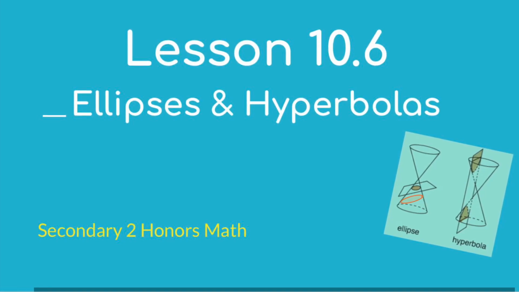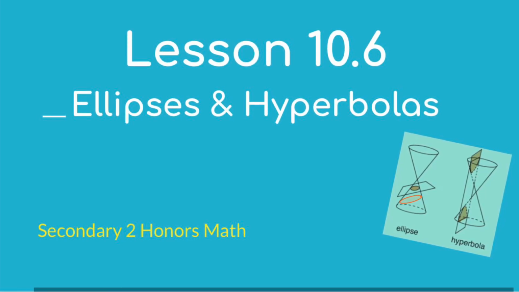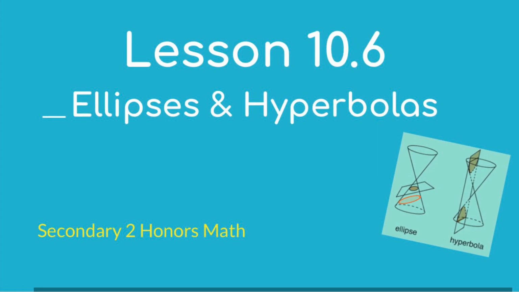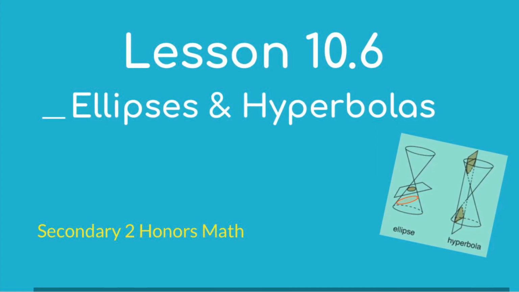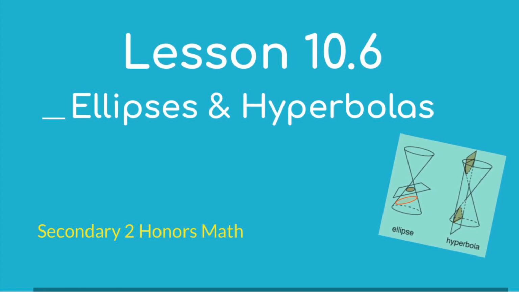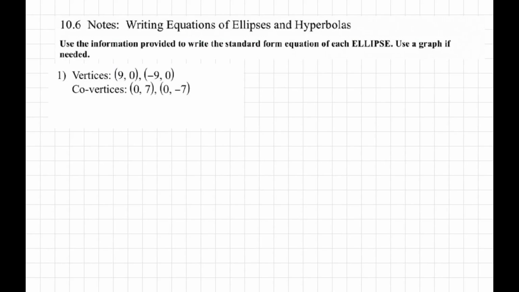In this lesson, we are going to learn how to write the equations for ellipses and hyperbolas using information that we're given about those conic sections. So just kind of the reverse way of looking at the conic sections. I've got some grid paper as the background here because it really helps to do these problems if you can graph what it is you're looking at.